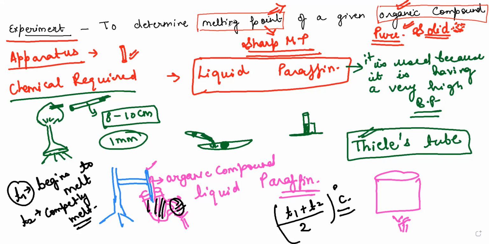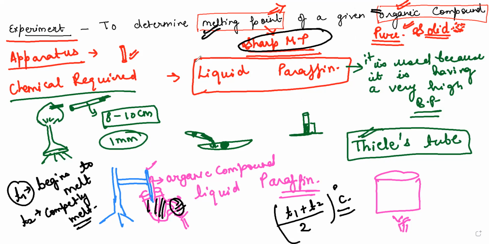And I hope this is also clear, why we are talking about the melting point so much. If it is a pure organic compound, obviously it is going to have a sharp melting point. If it has any kind of impurities, then the melting point will not be sharp. And that is the reason we are determining the melting point here. I hope this is clear to you all.